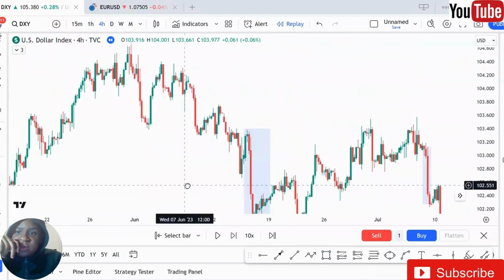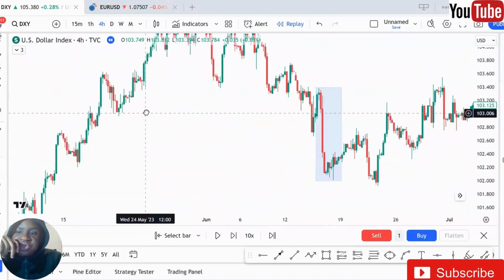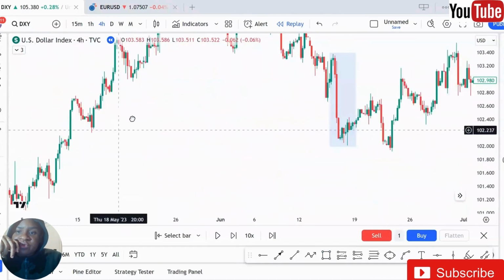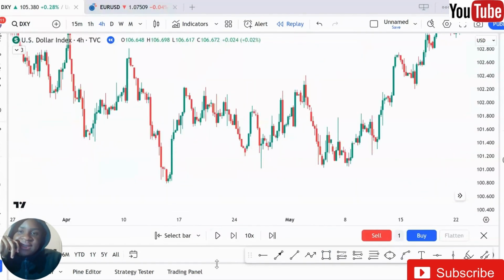So it depends on what direction you're taking your trade. If you see a liquidity void, be conscious because it can be used as a point of entry, a point of stop loss, or take profit.